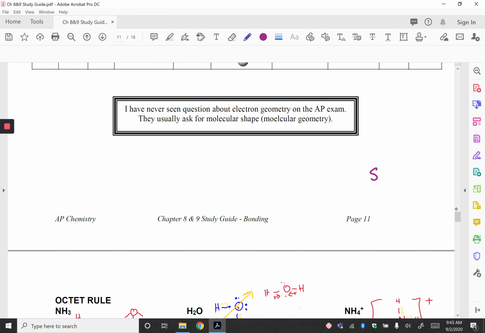So sulfur normally has 6 valence electrons. Then we have 4 oxygens. Each oxygen has 6. All right. We also have 2 electrons available to us, 2 extra electrons.